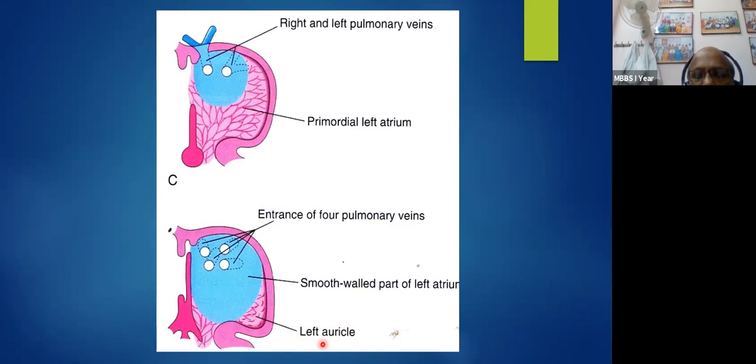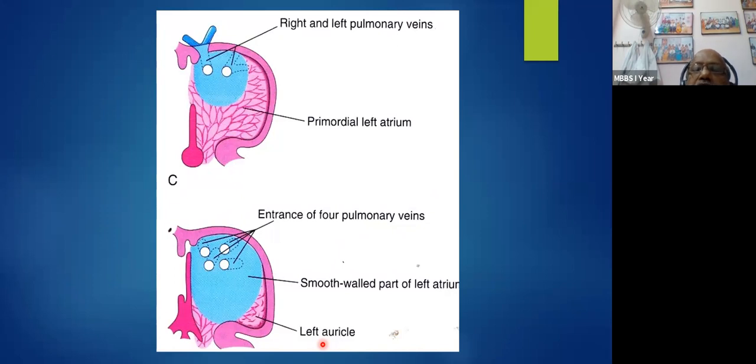Auricle is an appendage, a rudiment. The right atrial appendage you can call the right auricle, like that the left auricle. So that is the appendage, but the main chambers are the right atrium and the left atrium. That's what you have to tell. In school, people used to read it as auricle, and some students used to say right auricle, left auricle. It is an appendage. The main chambers are the right atrium and left atrium.